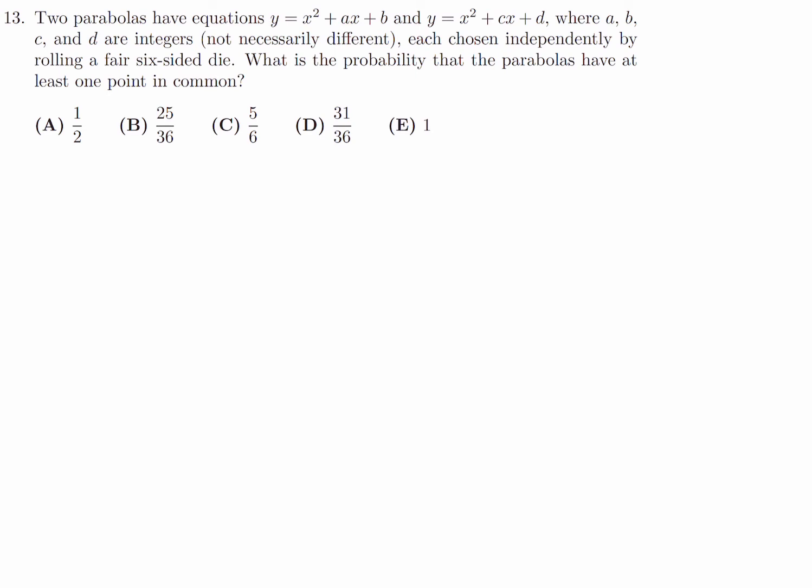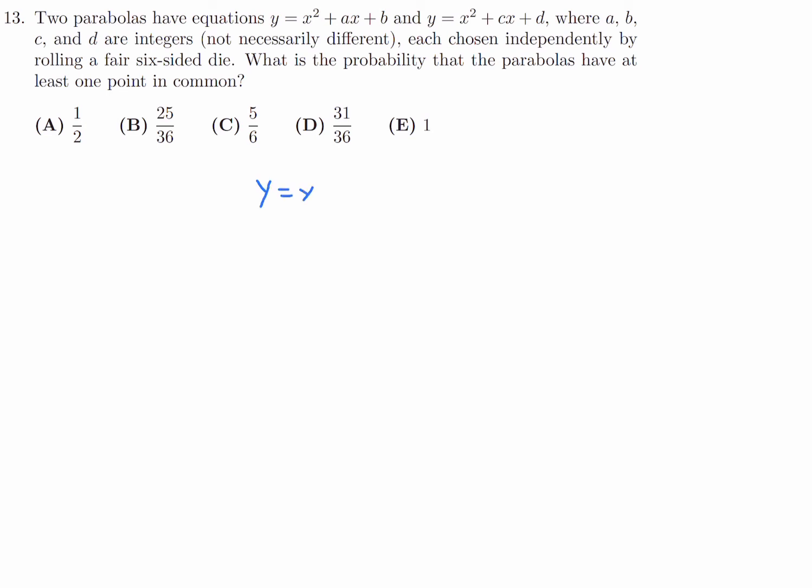Two parabolas have equations y is equal to x squared plus ax plus b, and y is equal to x squared plus cx plus d, where a, b, c, and d are integers, not necessarily different, each chosen independently by rolling a fair six-sided die. What is the probability that the parabolas have at least one point in common?